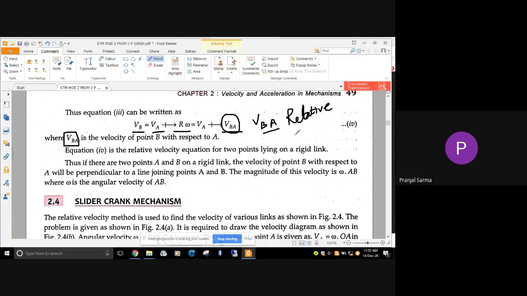After this was understood, this is not absolute velocity, this is relative velocity. Understood or not?